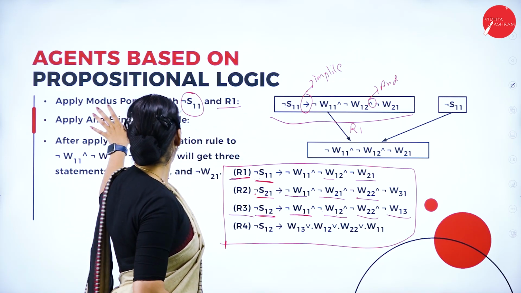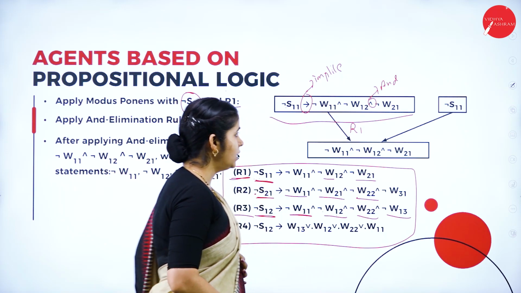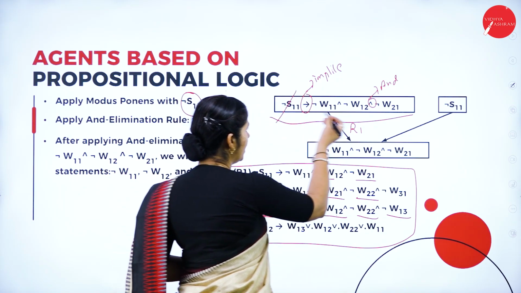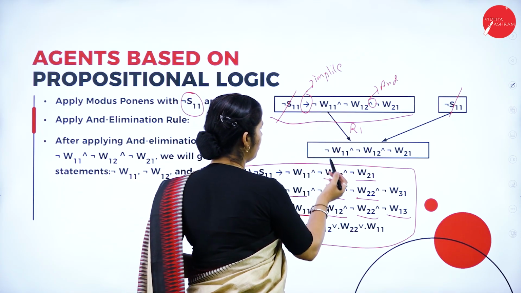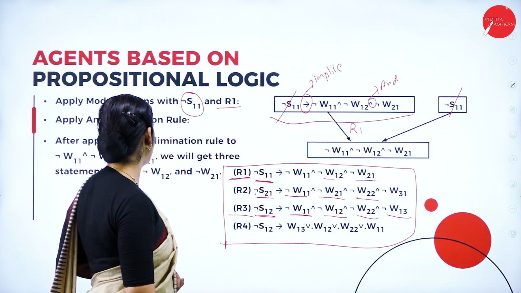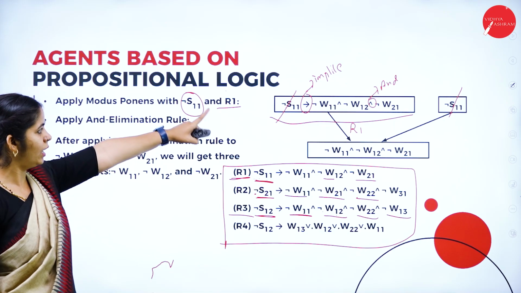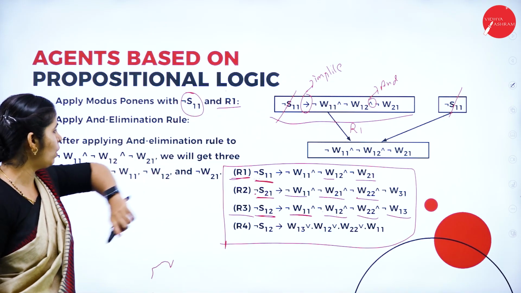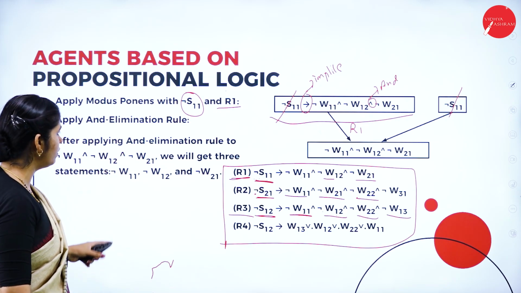Now applying the modus ponens to this, S11, these two will get cancelled. Yes, these two will get cancelled. What are we left with? W11, W12 and W21 we are left with. Similarly, after applying the elimination rule, eliminating S11 with that S11, what do we get? W11, W12 and W21 we get.